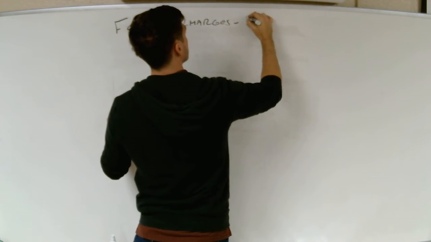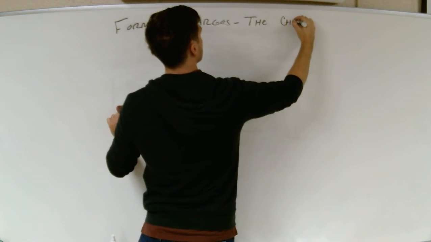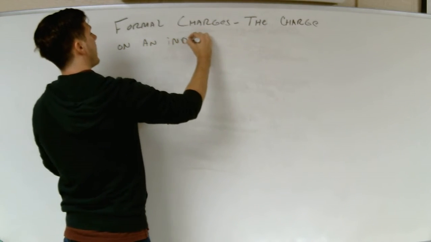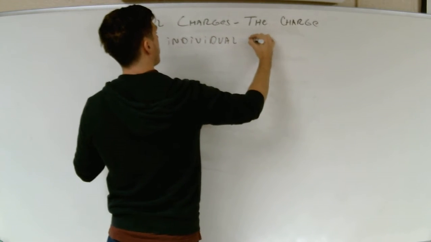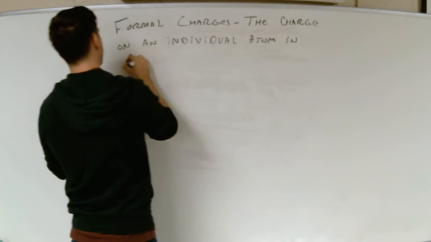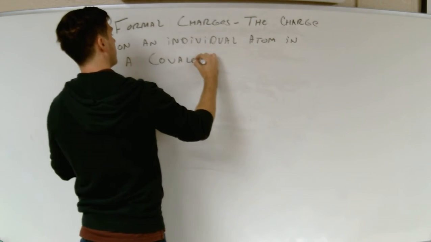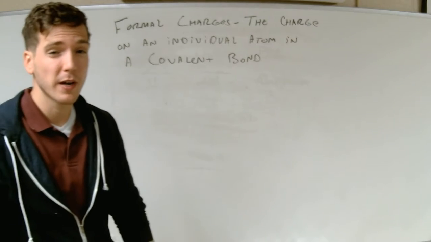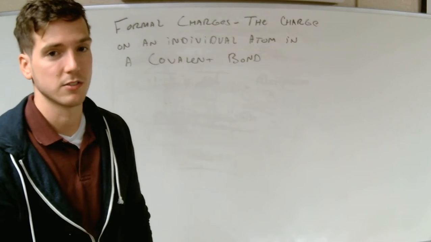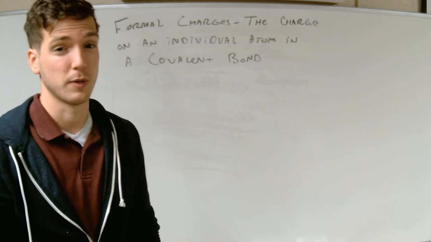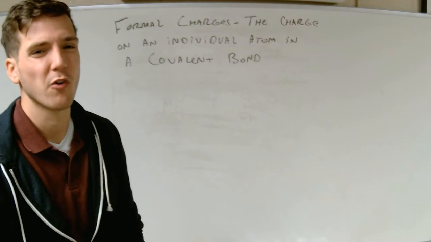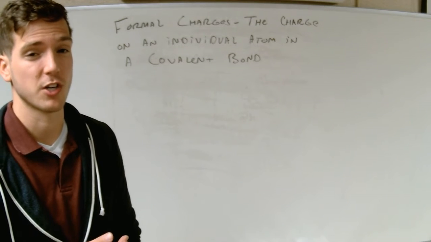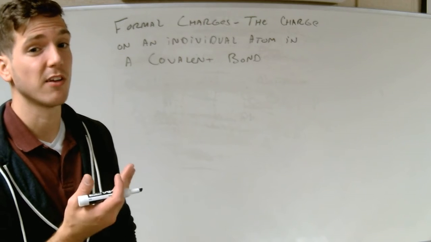Formal charges are the charge on an individual atom in a covalent bond. Okay? And this is where we start to see a lot of our polyatomic ions, like SO4 2 minus or NO3 minus. You guys might have been thinking, these are all covalent bonds. Why do they have a charge of a minus? Why does ammonium have a charge of +1? Okay, it is because of formal charges.